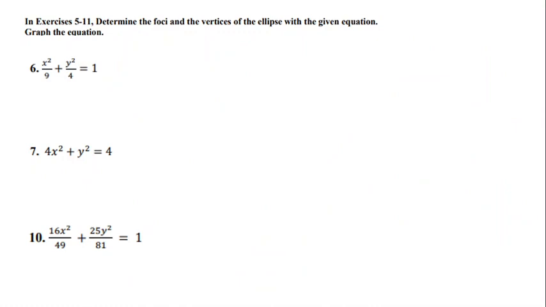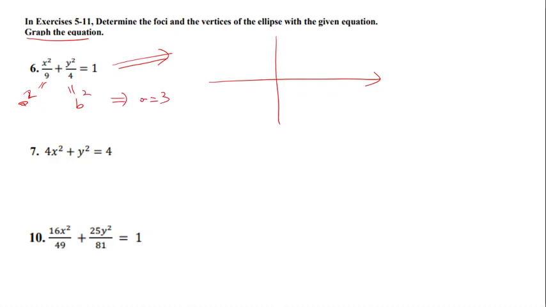Now determine the foci and the vertices of the ellipse with the given equation and graph the equation. Okay, always better for me. The plotting will be easy. The graphing is always easy. So a squared is equal to 9, b squared is equal to 4. You can find here a is 3 and b is 2.